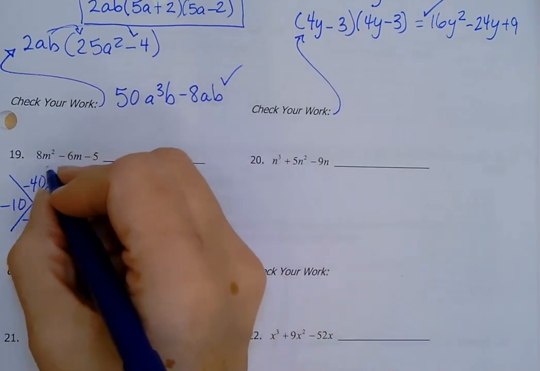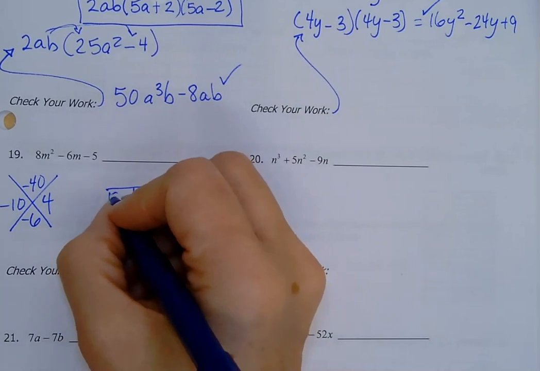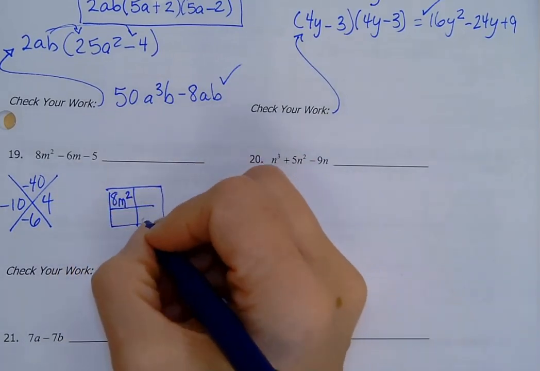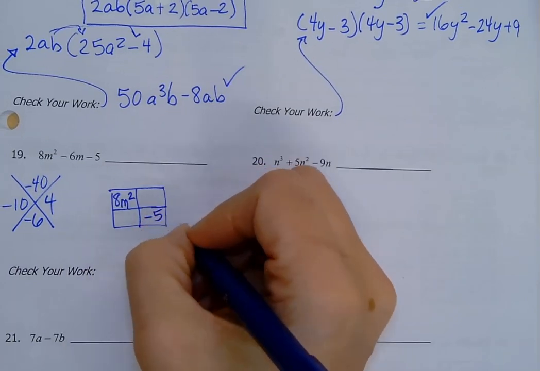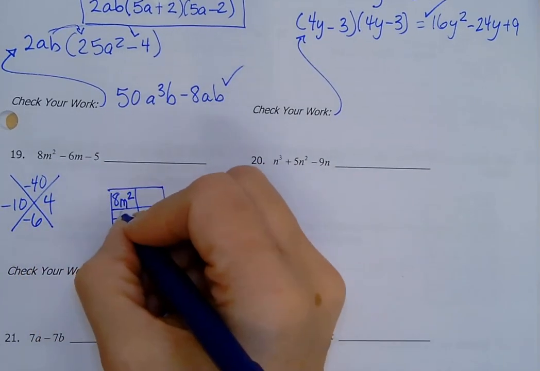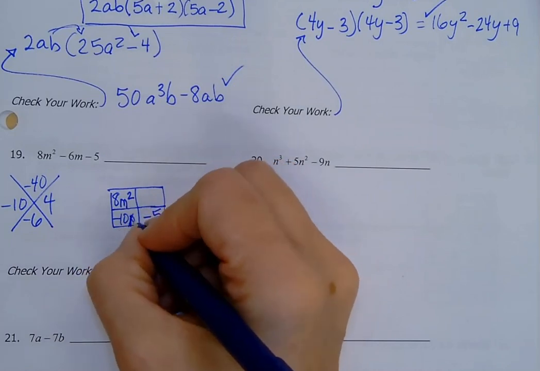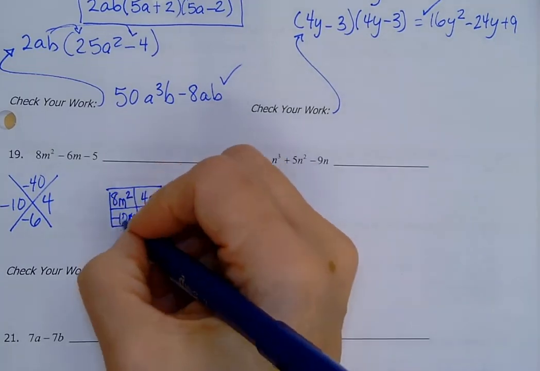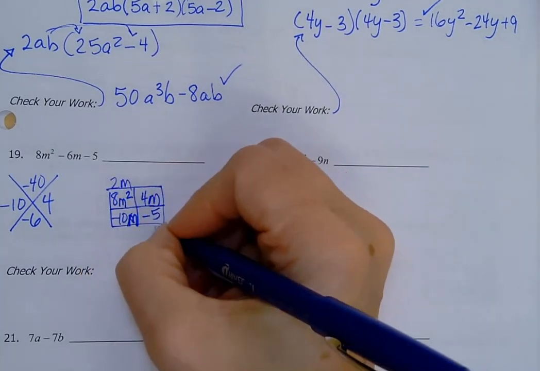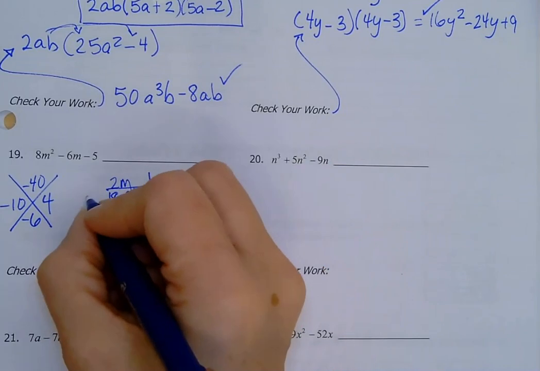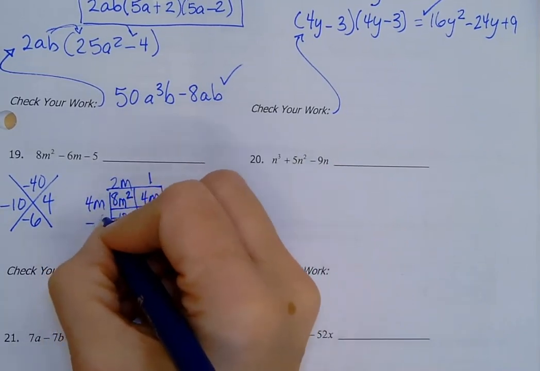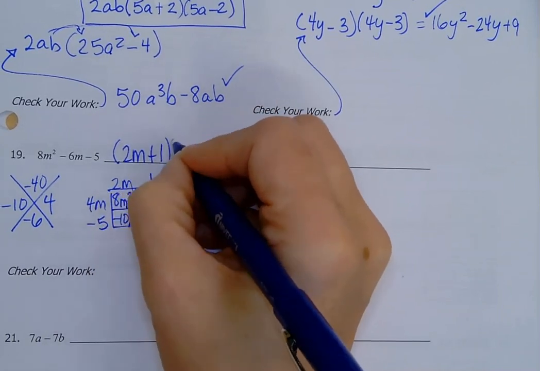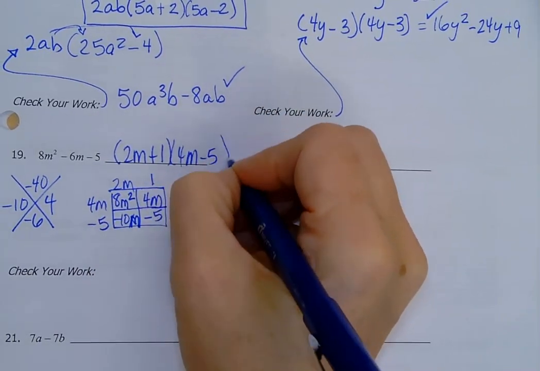I'm going to put my first term, my leading coefficient, the whole term, 8m squared in my top box. In my bottom right, it's going to be negative 5, and then I use my magic numbers to fill in the other two boxes. Oops, negative 10m and 4m. Okay, and now I'm going to factor out, and so I have 2m, here I have just 1, here I have 4m, and here I have negative 5.